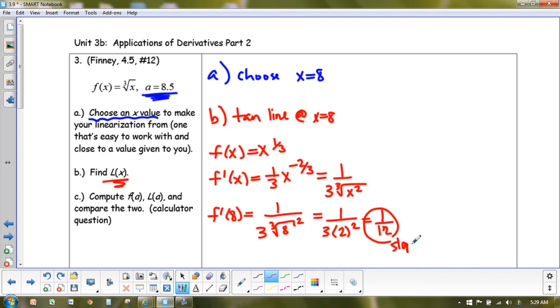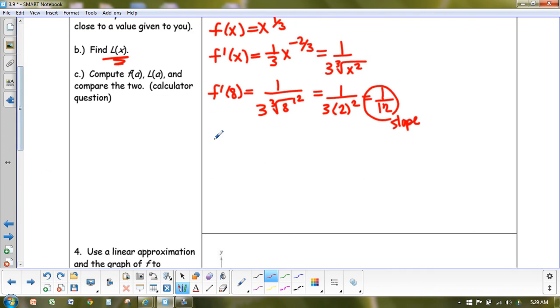I have not seen an AP question that's asking you to pick where to write your tangent line, so I wouldn't worry too much about that. They usually come out and tell you where they want their tangent line. But again, we picked 8 because the cube root of 8 is easy.